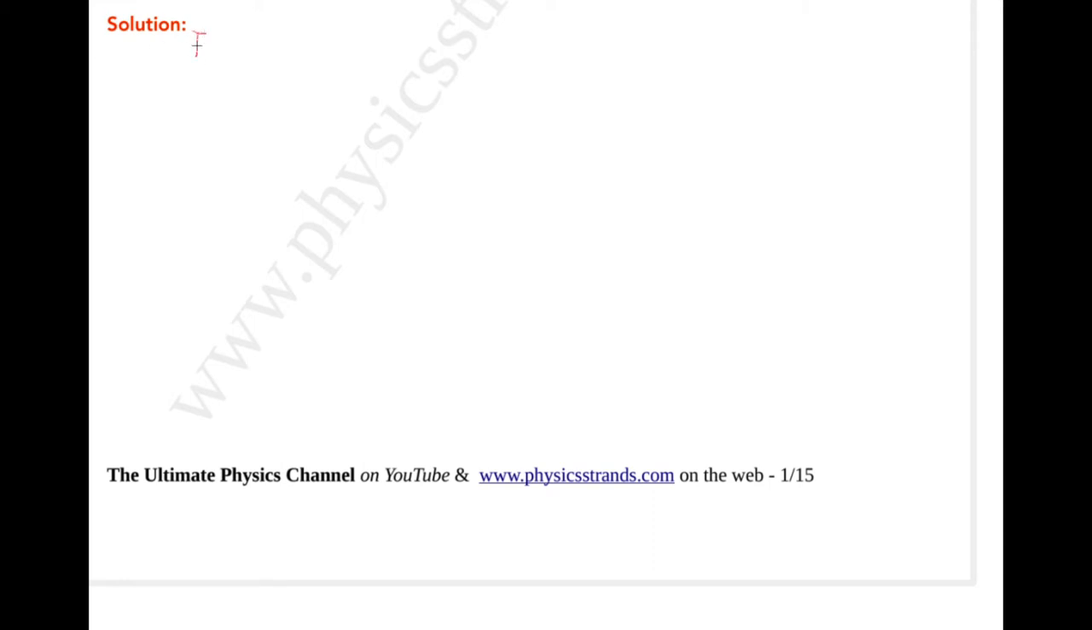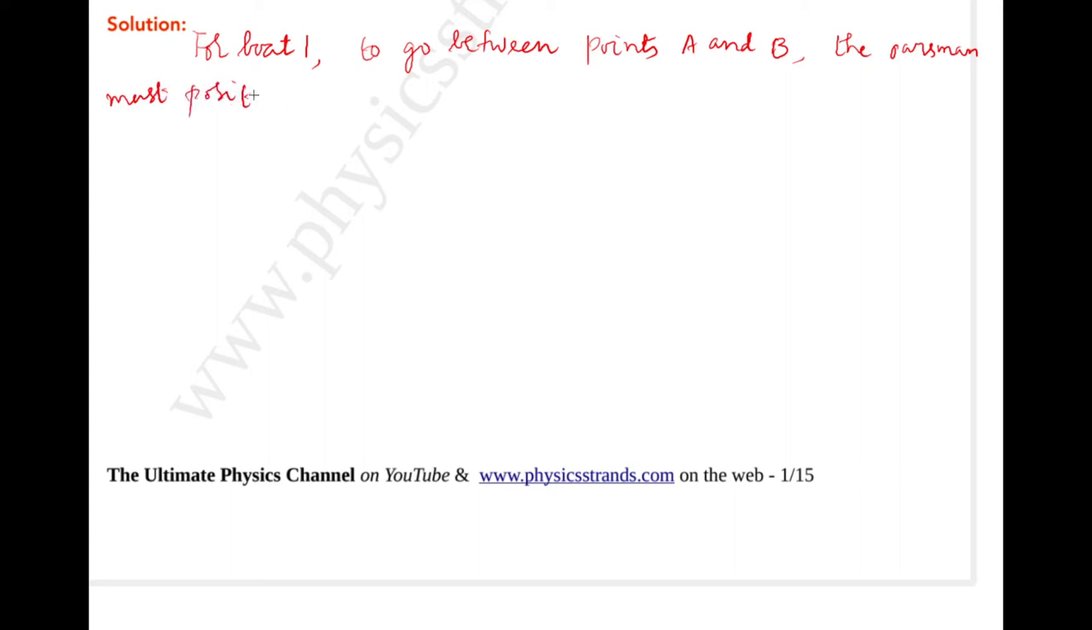So if I write for boat one, if it has to go between points A and B, that is in the diagram, those two points, the oarsman must position his boat. How will you position it? He must position his boat, that is the bow of the boat, the front of the boat, in a particular direction, because there are two vectors involved here.